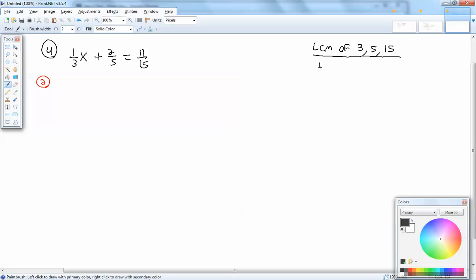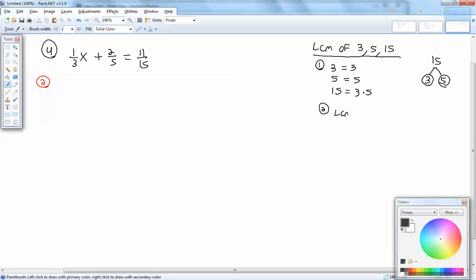The first step in finding the LCM of numbers is to write the prime factorization of each number down. Now 3 is prime, so we just write down 3. 5 is prime, so we just write down 5. And 15. If we did our tree and start with our first prime, which is 2, we ask ourselves if it's divisible by 2, and it isn't. So we go to our next prime, which is 3. And it is divisible by 3. 3 times 5 gives you 15. Now 3 is prime, so we circle it, and 5 is prime, so we circle it. So 15 would be 3 times 5.